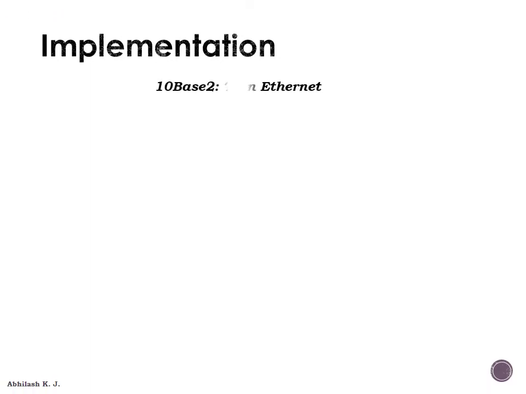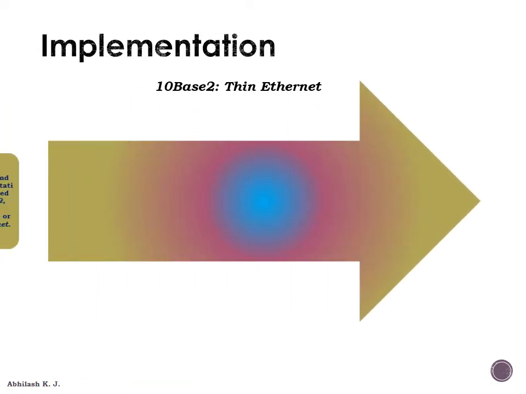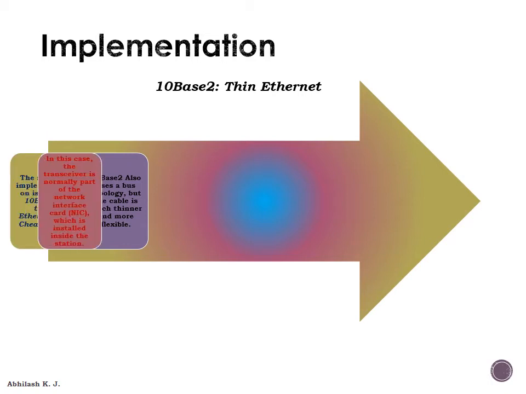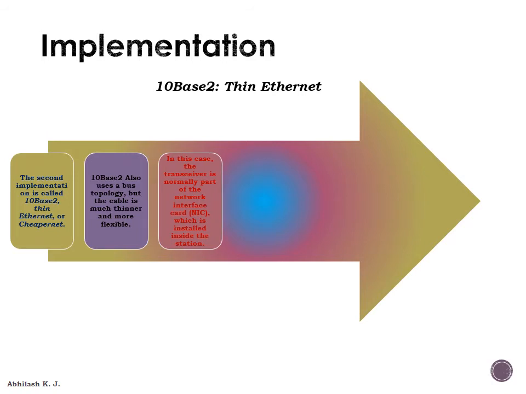So we'll consider the second implementation, that is 10Base2, which is also called thin Ethernet or cheapernet. Here the second implementation makes use of, once again, the bus topology, but the cable is thinner in this particular case, thus it is more flexible. The transceiver is once again normally part of the network interface card which is installed inside the station, which makes it different from the earlier case.